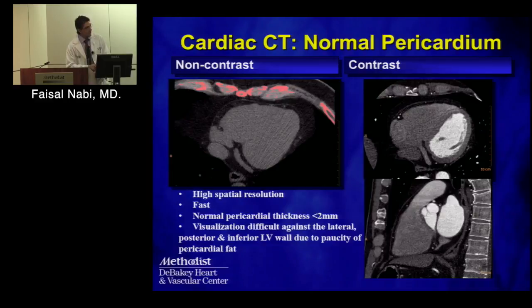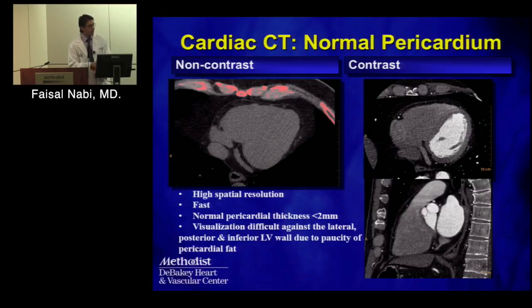Generally, you'll notice it's often difficult to see posteriorly and inferiorly, and the reason is there's a lot more epicardial fat anteriorly, and that creates a very natural contrast for you to see the pericardium, where there's a paucity of that in the inferolateral walls. Here are the same images once you give the patient contrast. You can again see this very fine, thin pericardium just right outside the myocardial walls, sitting on top of some epicardial fat.